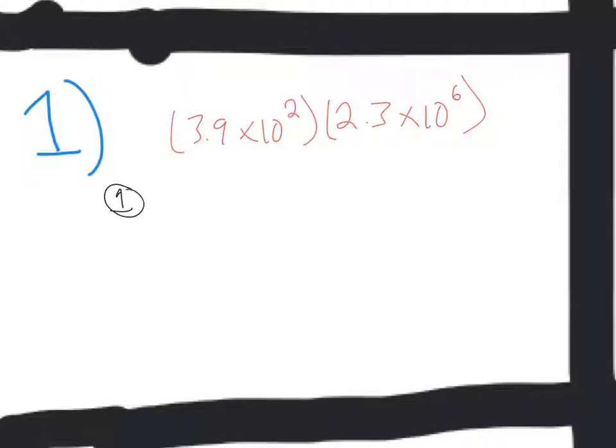Number one. Alright, so we've got 3.9 times 10 to the second, and all of that is going to be multiplied by 2.3 times 10 to the sixth. Here we're actually multiplying two numbers that are in scientific notation. This is the first number, and this is the second number. We're going to multiply those two, and we do that in two steps. Step one is to multiply your factors, or those numbers in front. So this guy times this guy. Let's take care of that right now.